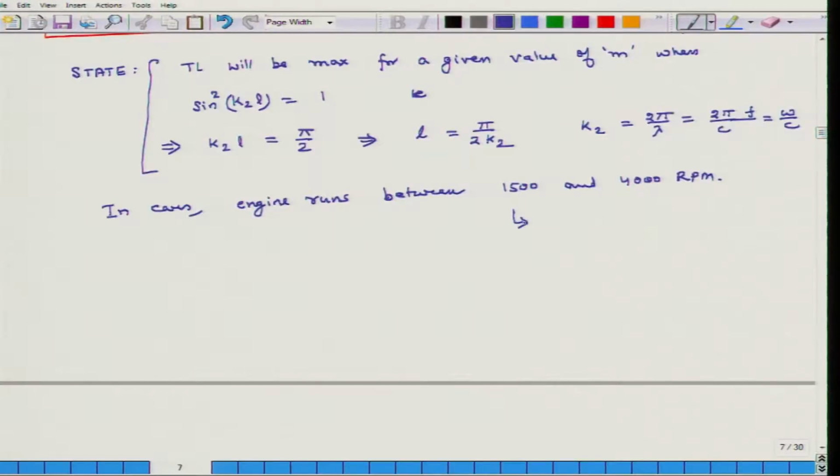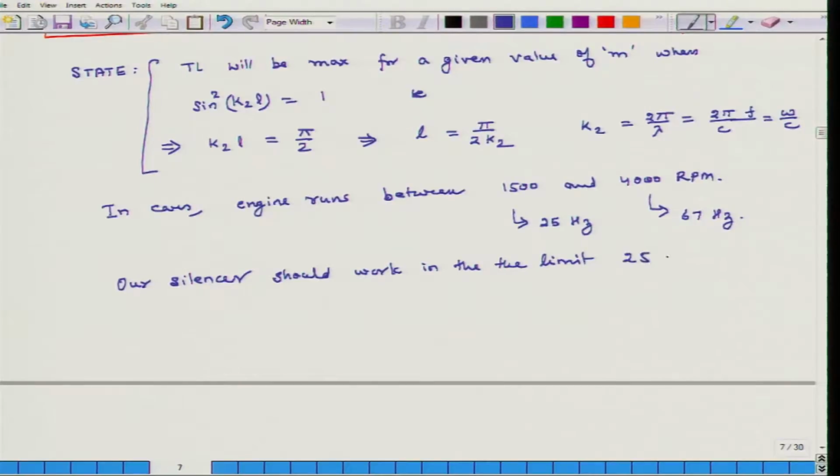So, 1500 RPM corresponds to 25 hertz and 4000 RPM corresponds to 67 hertz. So, what does that mean? That our silencer or muffler should work in the limit 25 to 67 hertz.